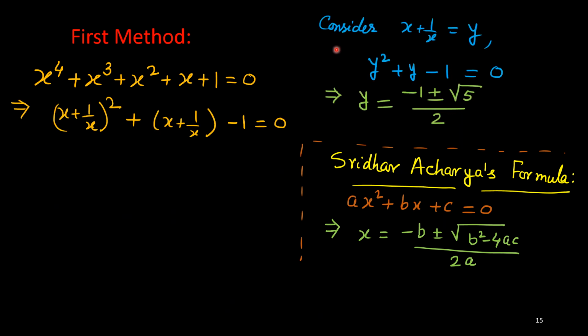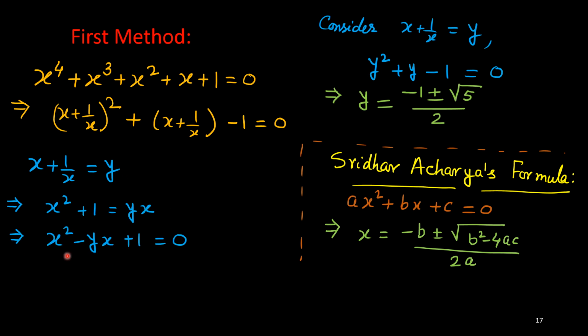So I will keep it here. This is the replacement I have done: x plus 1 upon x equal to y. Then we got one quadratic equation for the final equation, and there we obtained the solution for y equals minus 1 plus minus square root 5 by 2. Now we have replaced x plus 1 upon x equal to y. Once y is known, this will give you another quadratic equation, because if I multiply this one, it's x squared plus 1, and this is y into x.